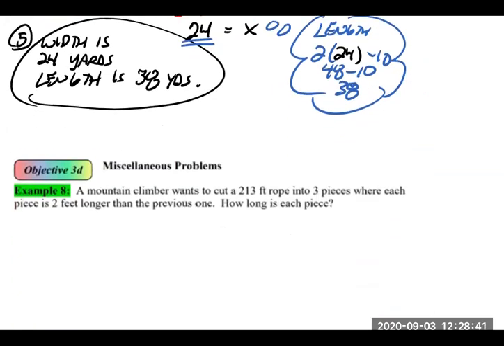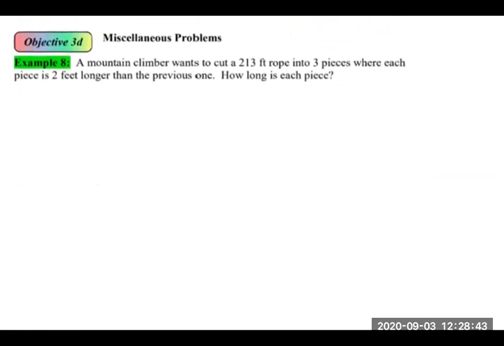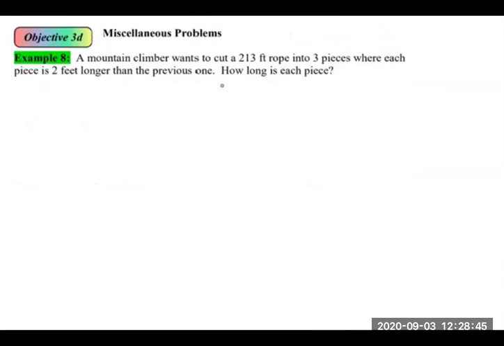All right, let's do a miscellaneous problem. It says a mountain climber wants to cut a 213-foot rope into 3 pieces where each piece is 2 feet longer than the previous one. How long is each piece? So again, we'll just start out. What am I looking for? Remember, I'm going to list the quantities or draw a diagram.